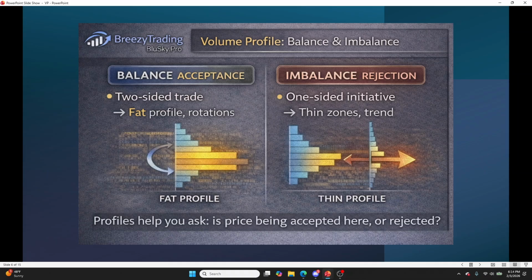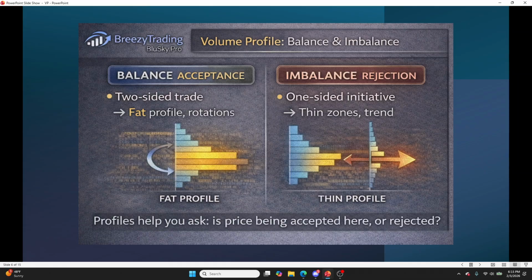So balance acceptance: two-sided trade or a fat profile, you expect rotations in the market, right? Not going to be one-sided agreement on price. You're going to have variables. You're going to have an opportunity to scale into a trade. You're going to have an opportunity to be incorrect, but you're going to have that opportunity to be incorrect small.